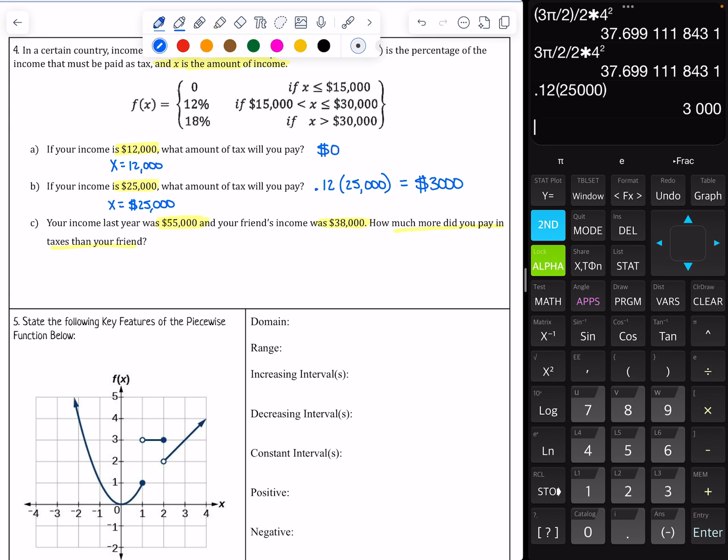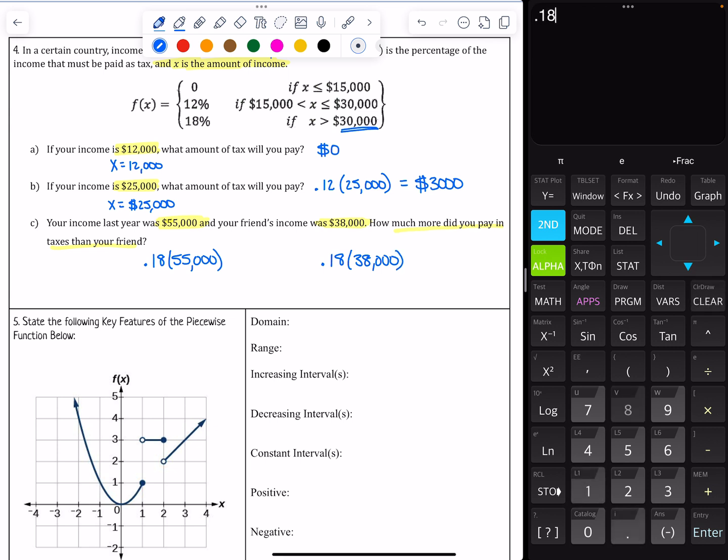So 55,000 is greater than 30,000, so I'm going to pay 18% of my 55,000. I'm going to calculate that. But 38,000 is also greater than 30,000, so I'm still going to pay 18% of 38,000. So let's just calculate both of those and then we can subtract to figure out the difference.